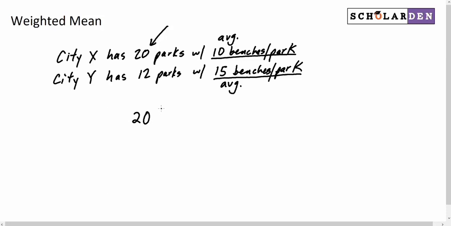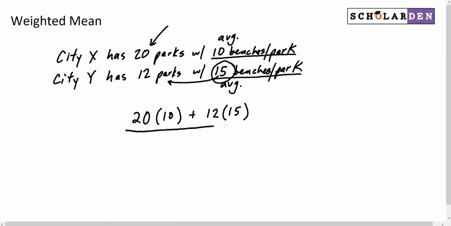So 20 times 10. And then we're going to weight the 15 benches per park average by 12, because 12 parks have that going on. So 12 times 15. And then we're going to divide by the total number of parks, which we can find right here. It's going to be 32. So we weighted the 10 and the 15 by 20 and 12 respectively.